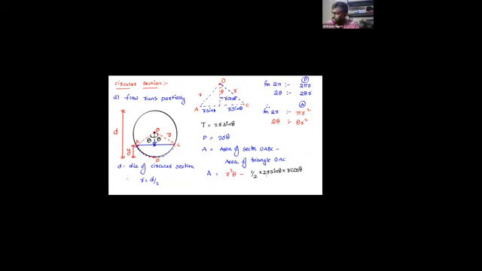What I do is, let's take this: 2 sine theta cos theta. 2 sine theta cos theta means sine 2 theta, right? So now you take out the r square common, then A is nothing but r square by 2 common, 2 theta minus sine 2 theta.